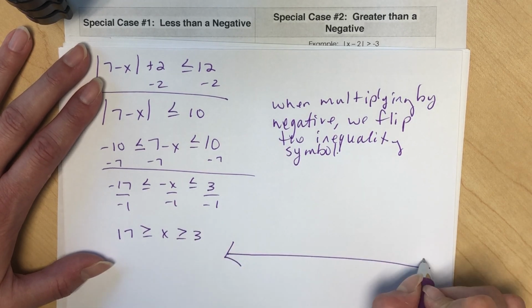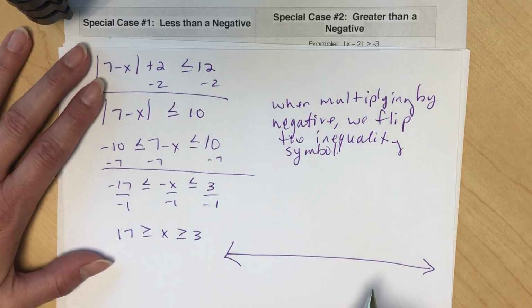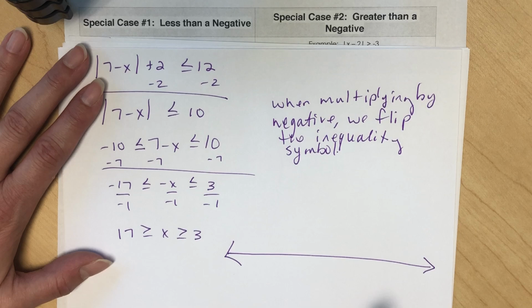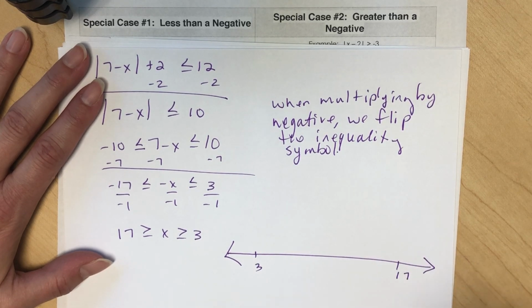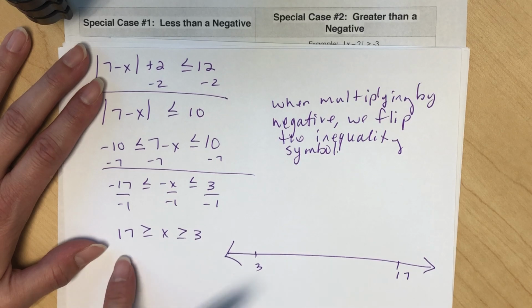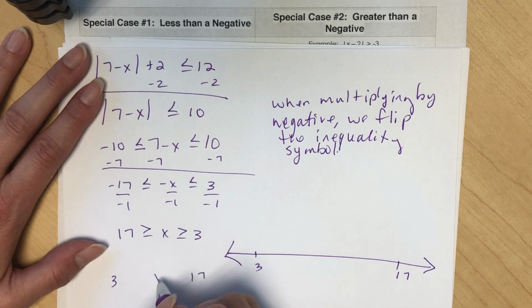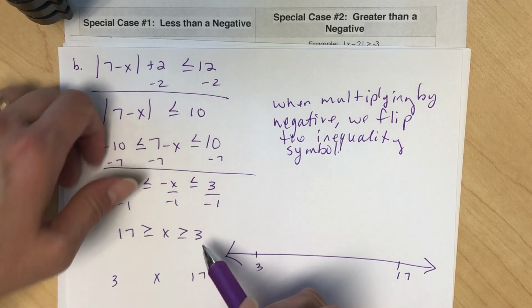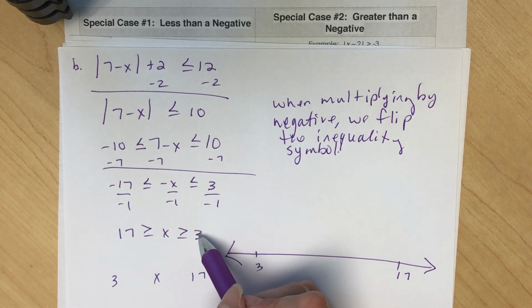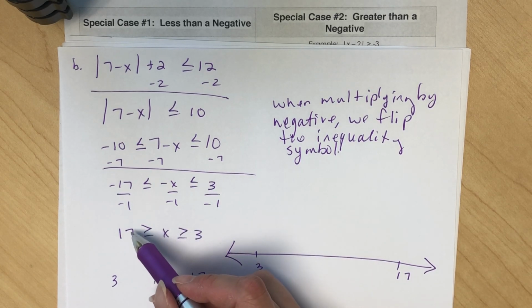Okay, then when I go to graph this on the number line, it doesn't feel right. The reason is because the number line goes from smaller to bigger, left to right, so I'm having to flip things around. I don't like having to read it backwards like that. I want the smaller number first and the bigger number last. If I read this backwards, I can read this as 3 less than or equal to x less than or equal to 17.